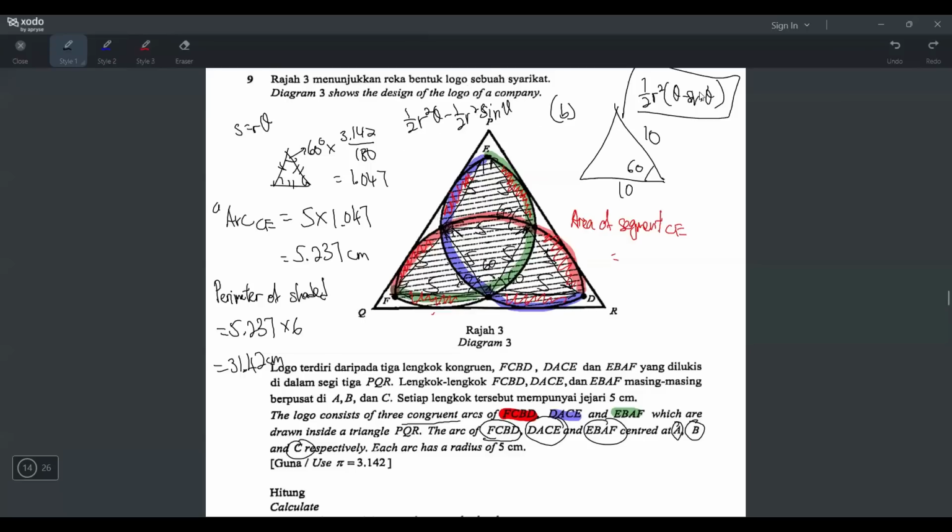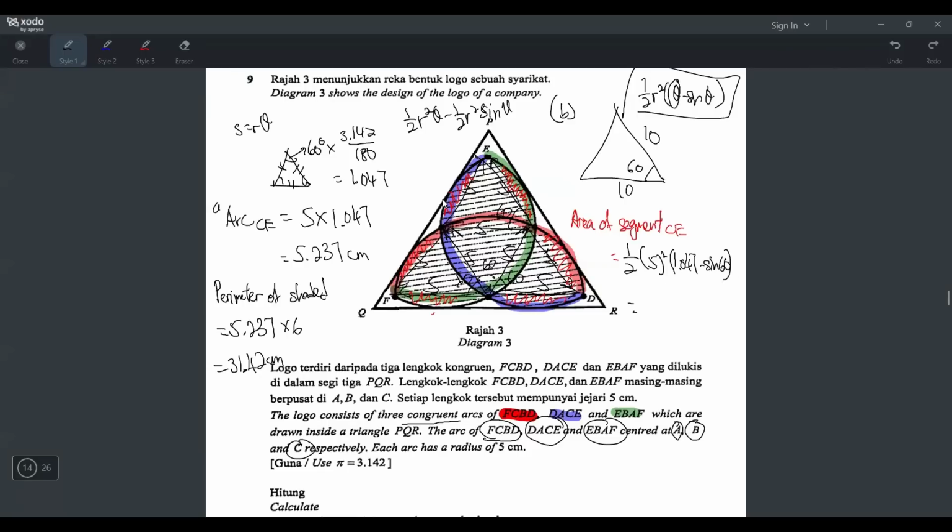But I prefer to use this one, because the formula is simpler, right? So 1 over 2 r square, the r is 5, so 5 square. Theta minus sine theta. For this segment, you can see that the angle is 60, right? But for the first theta, you have to put in radians first. So it has to be 1.047. And then minus, the sine theta, now the theta in degrees is 60. And if you press all this, you will get the area for one segment.